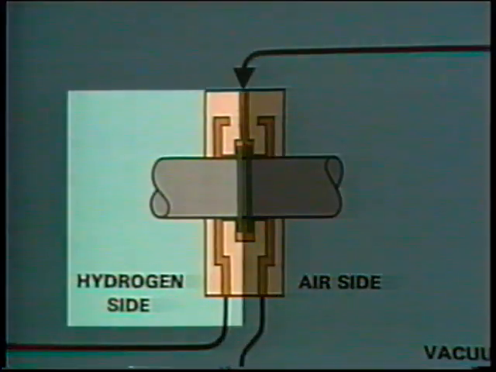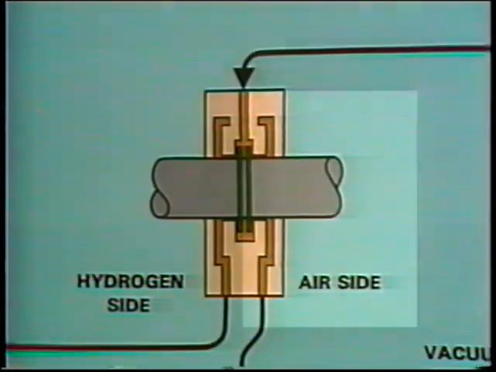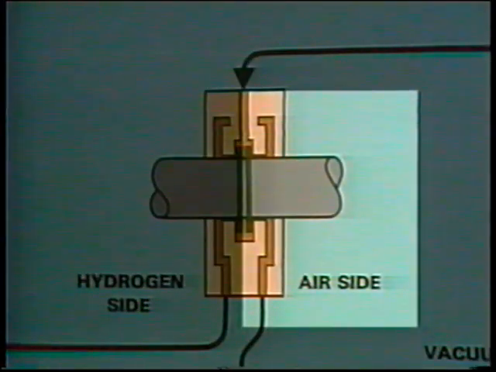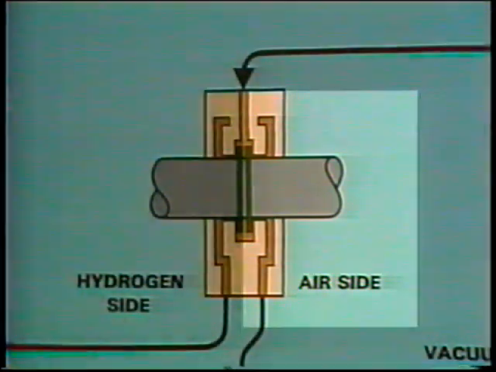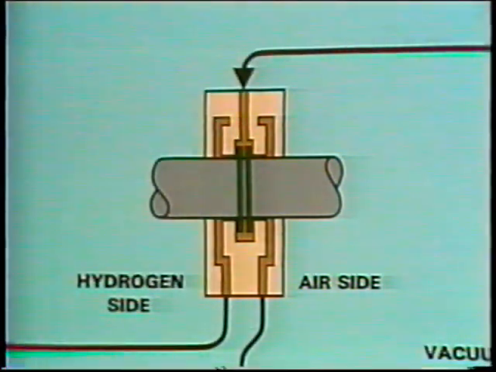Oil flow to the hydrogen side keeps hydrogen from entering the seal, and oil flow to the air side keeps air from entering the seal. This prevents air and hydrogen from mixing. Let's start on the air side and follow oil flow through the system.